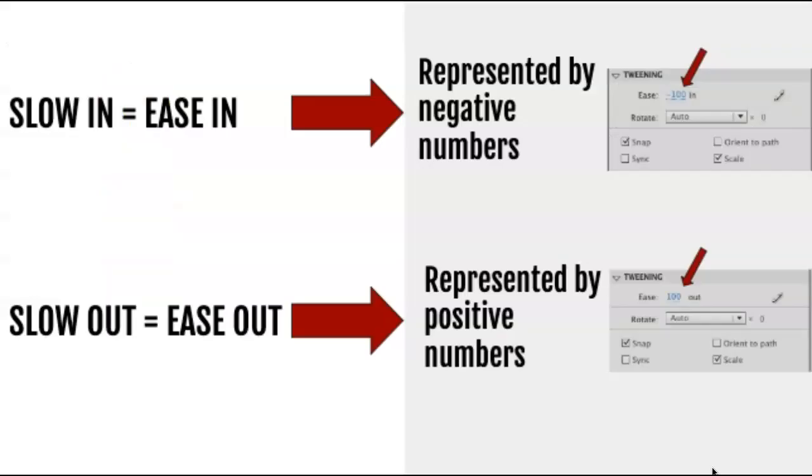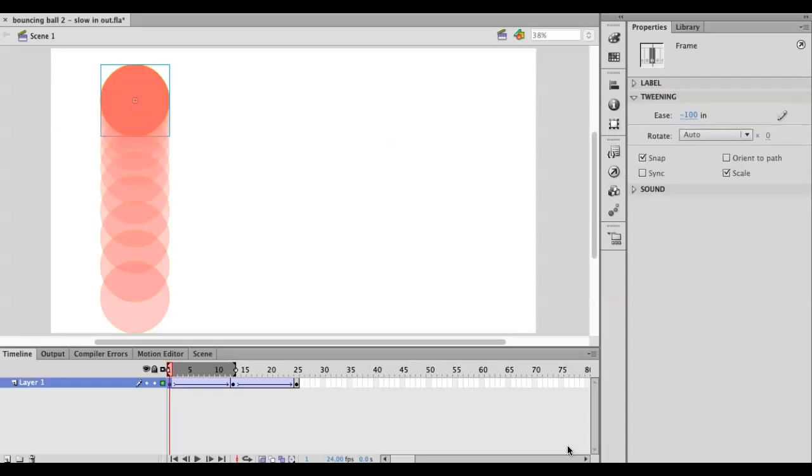Slow in and ease in are the same thing, and they are always represented by negative numbers in the ease settings. Slow out and ease out are the same thing, and they are always represented by positive numbers. In order to create the effect of the ball bouncing in a natural, realistic way, we need to add two different eases, or two different slows. On the first frame, we're going to keep that -100 ease in that we already created. If you took that off, just go ahead and type in -100 in that easing setting.